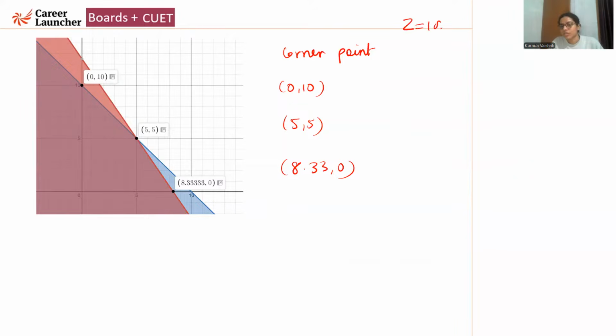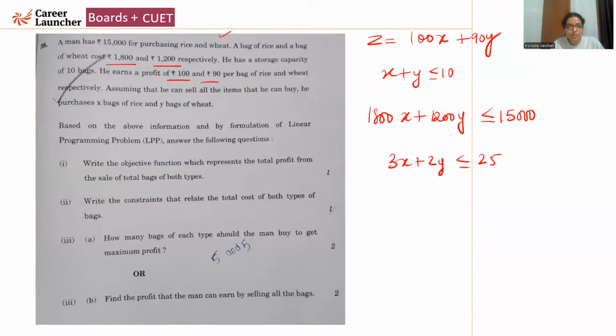So this is going to be 100x plus 90y. So this is going to be 900. Then you have 500 plus 450, which is 950. And I believe 950 is the highest value. अगर आप इसमें consider करोगे, it is going to be 833.3 something. So it means 950 is the highest at 5,5.